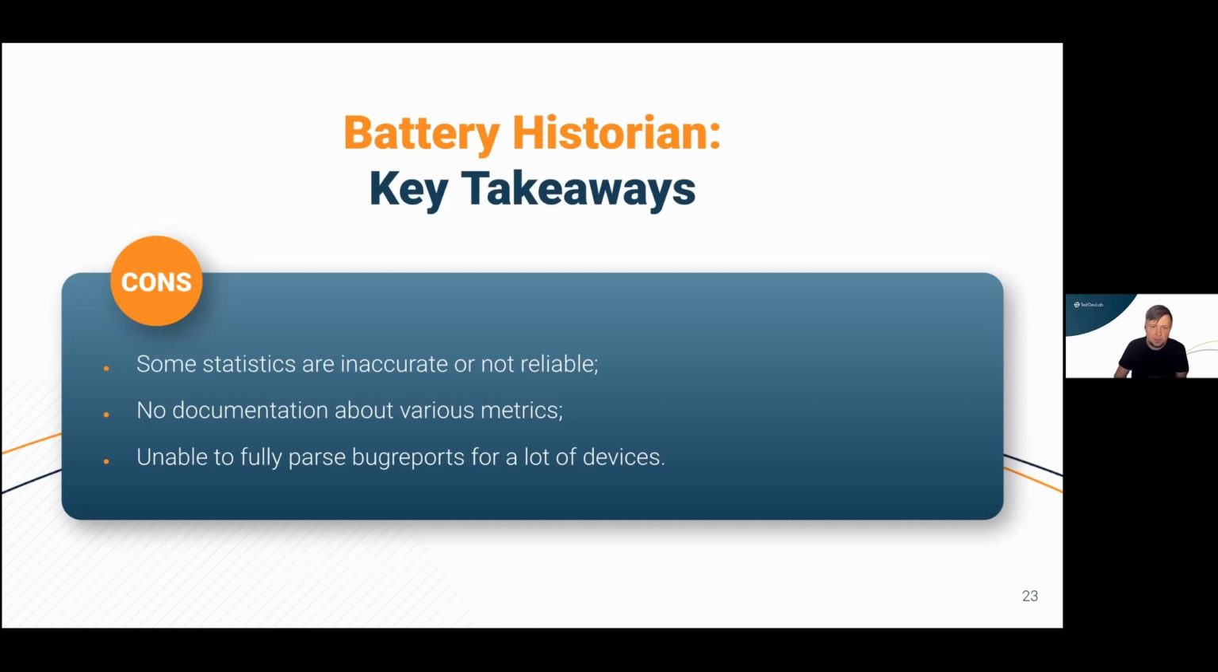And thirdly, Battery Historian sometimes has a hard time analyzing bug reports from some specific devices, because device manufacturers are making changes to how the logs are generated and to the format of the logs. So this might sometimes not be formatted in the way that Battery Historian expects.